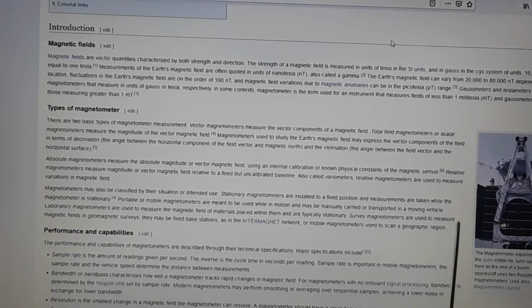Survey magnetometers are used to measure magnetic fields in geomagnetic surveys. They may be fixed base stations, as in the Intermagnet network, or mobile magnetometers used to scan a geophysical region.